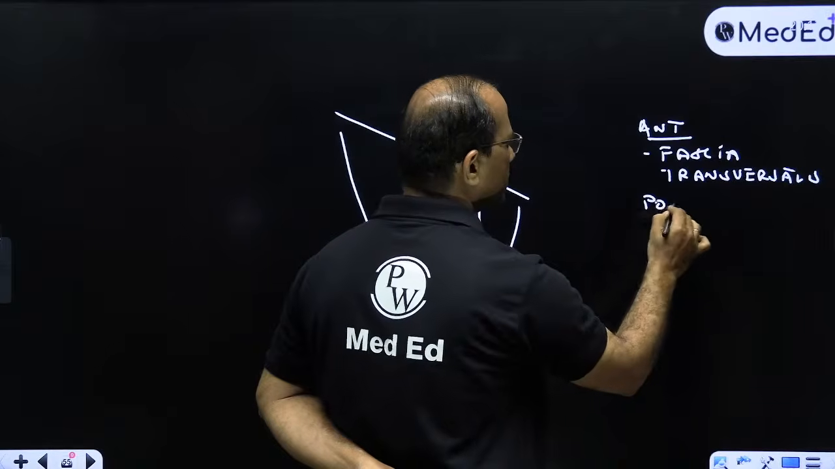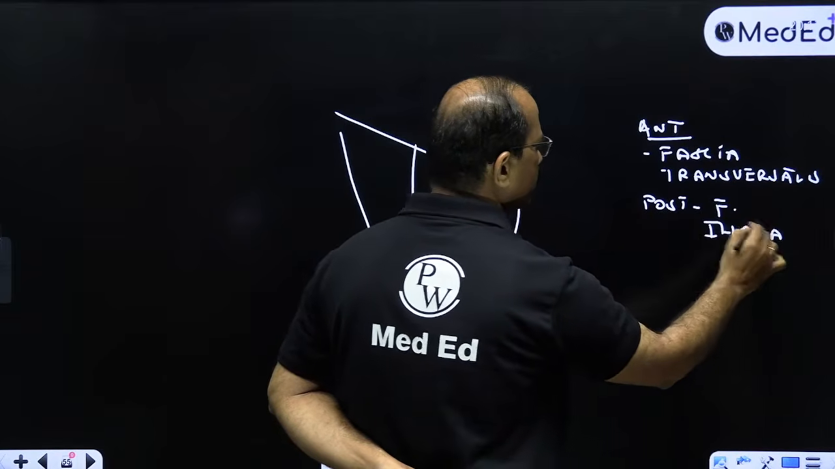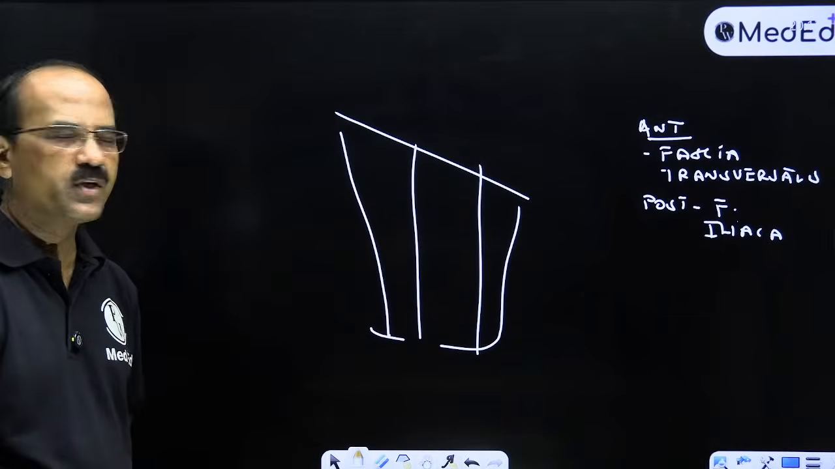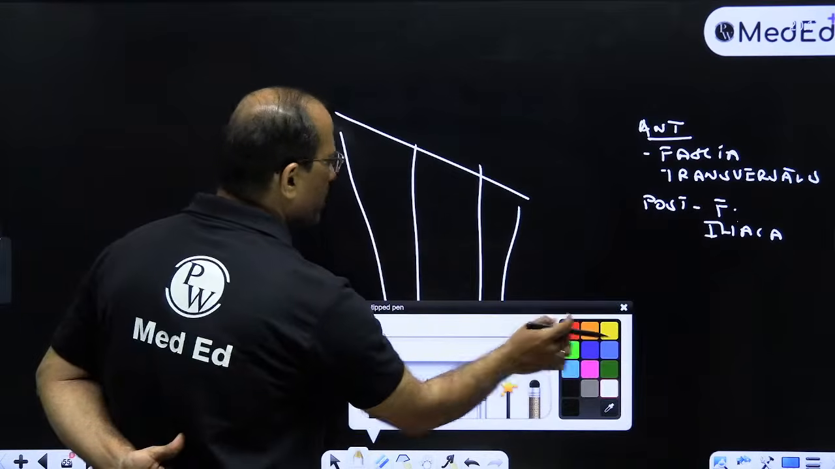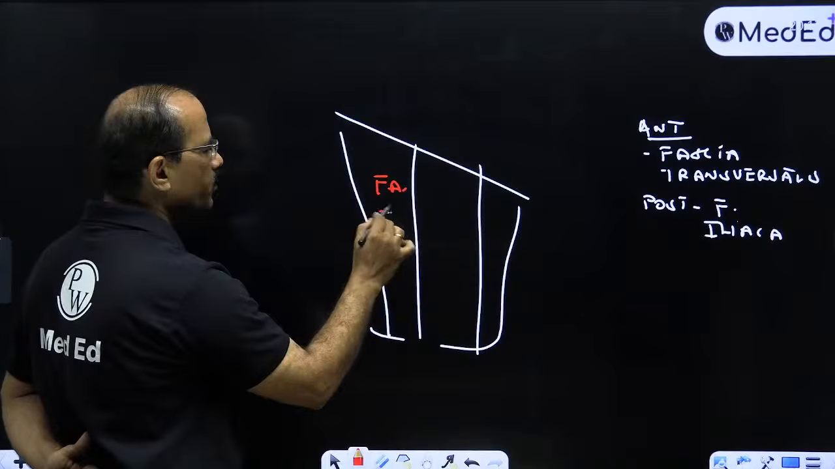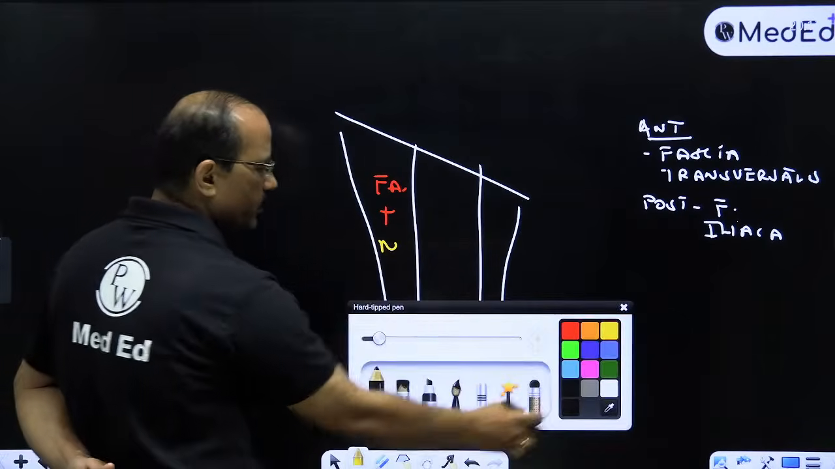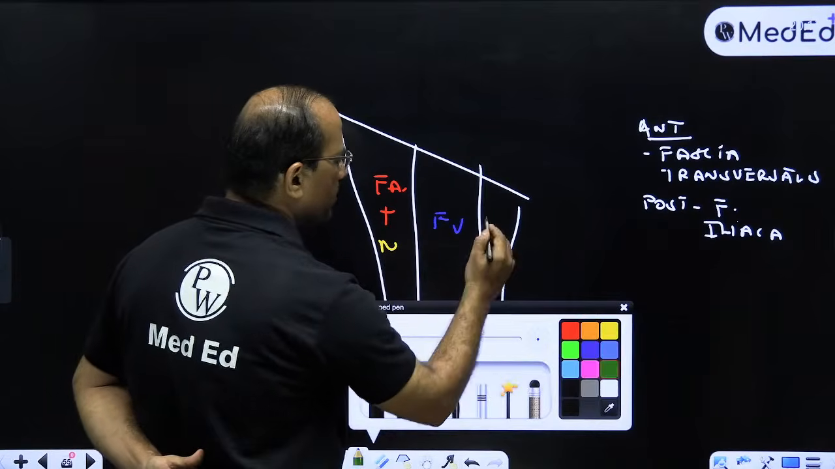Anteriorly, posteriorly is the fascia iliaca. So anteriorly is the fascia transversalis, posteriorly is the fascia iliaca. इसके तीन compartments होते हैं, तीन compartments of the femoral sheath. What is there in the lateral compartment? Femoral artery plus the femoral branch of genitofemoral nerve. Intermediate compartment में होता है femoral vein, and the medial compartment is empty.